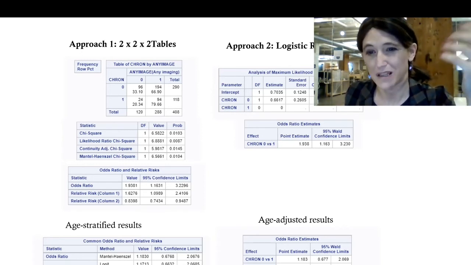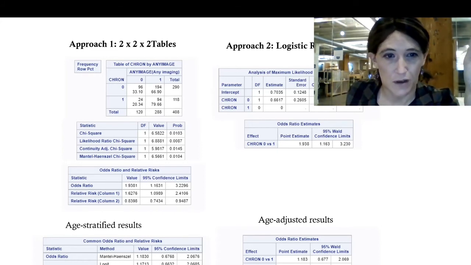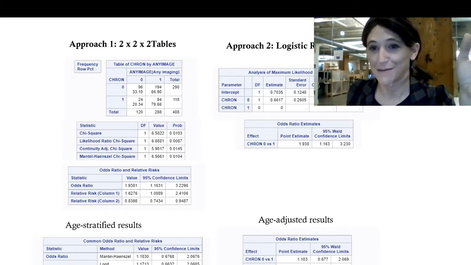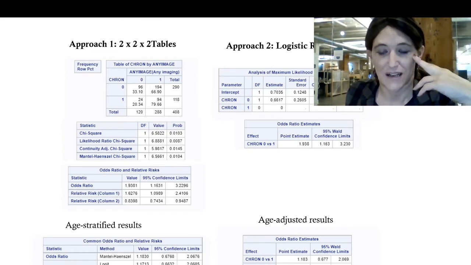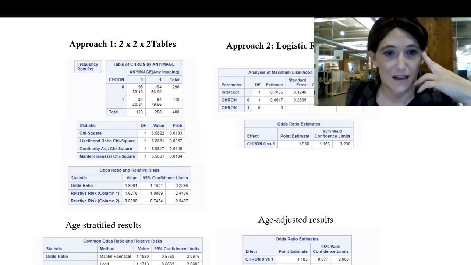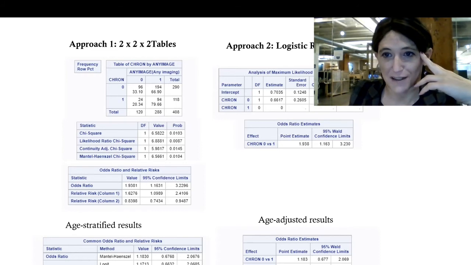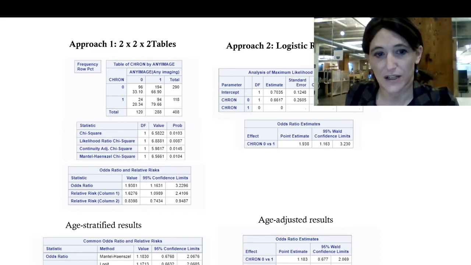I'll make an argument that if somebody already has a disease, you might be more likely to use an image just to see what else is going on. While you're in there, you may as well see what else is going on. I'm making up a reason. But we do have this association, okay?